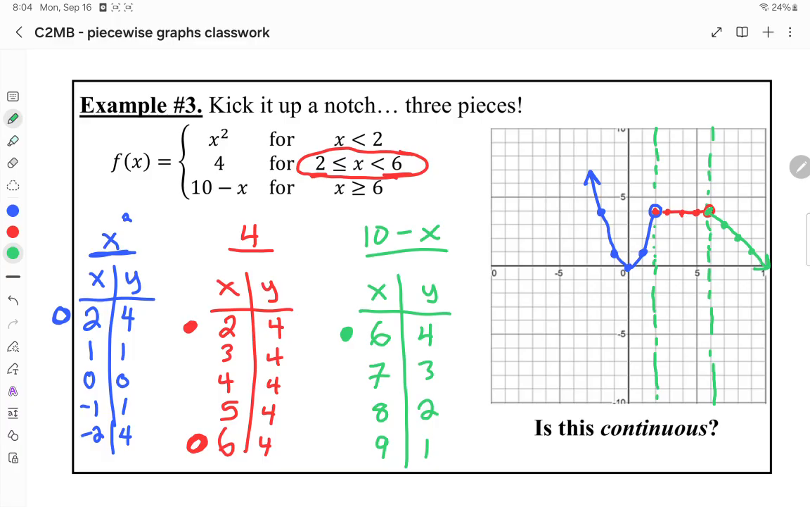All right, I have my graph. If you need a moment to finish yours up, feel free to pause. But one thing that you're probably noticing as you're plotting these points is that you have an open circle and a closed circle on top of each other at the exact same point. As we see, it happens here, 2, 4, and 2, 4, and then 6, 4, and 6, 4.